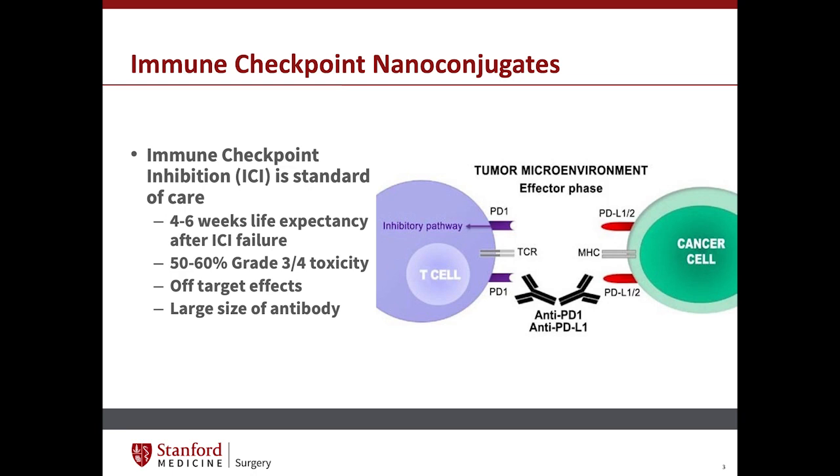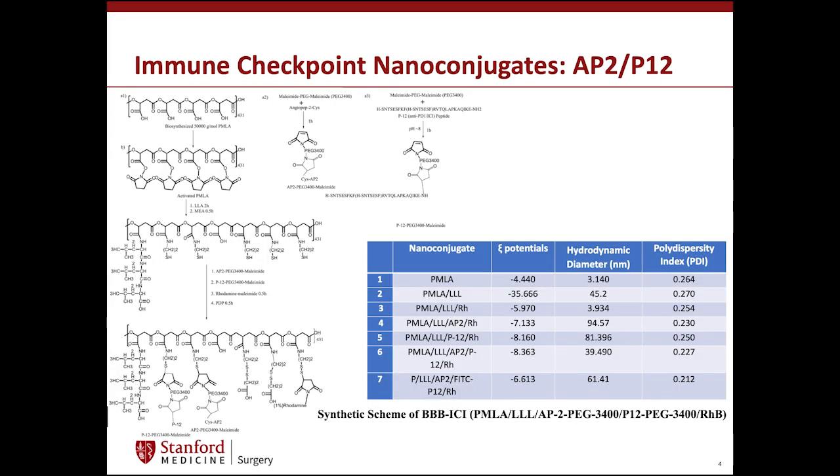So there is 50 to 60% of grade tumors and off-targeted toxicity also, and the size also, as I mentioned. So for that purpose, I synthesized these nano-conjugates which can cross the blood-brain barrier. The nano-conjugates have anti-PD-1 small peptides and another peptide, the LRP1 receptor targeted peptide AP2, which is highly expressed on the blood-brain barrier and is very important to cross the blood-brain barrier.